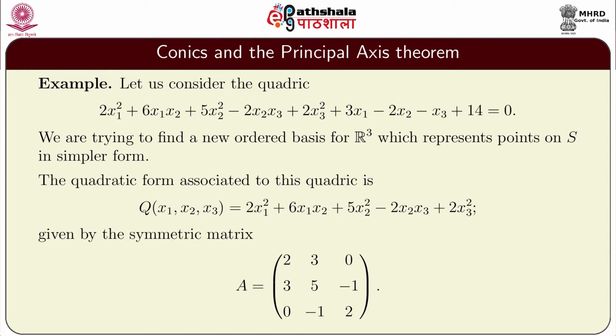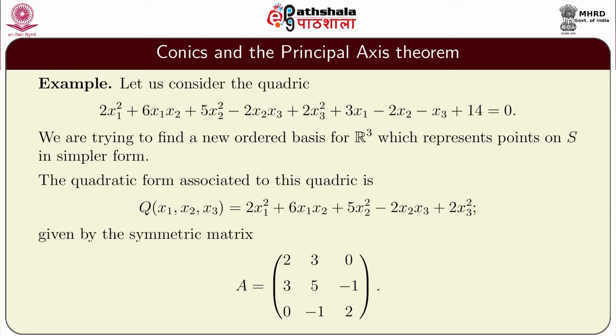Consider the quadric given by this equation: 2x1^2 + 6x1x2 + 5x2^2 - 2x2x3 + 2x3^2 + 3x1 - 2x2 - x3 + 14 = 0.